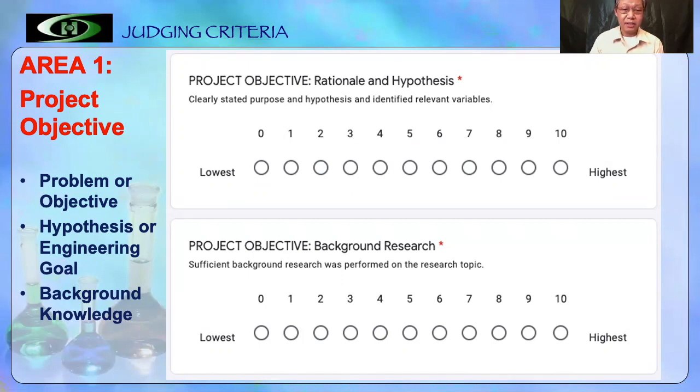Is the hypothesis consistent with the problem? Because the hypothesis is supposed to be answering the problem. Did they identify their variables? Was it obvious and clear in their presentation? And what's the extent of their background knowledge on their research? Because that is what's gonna give relevance to their project. What's the rationale of them doing the research?